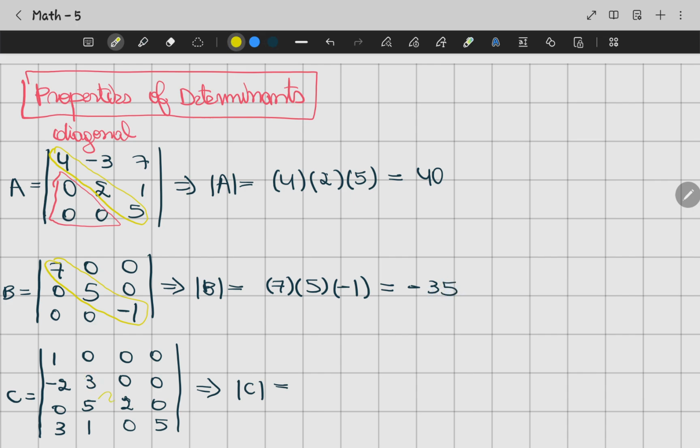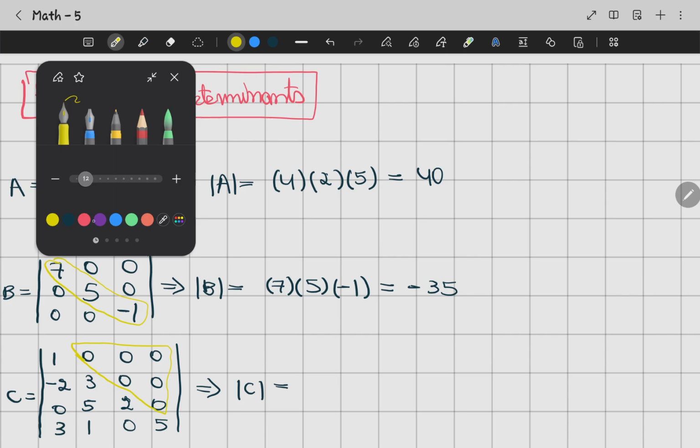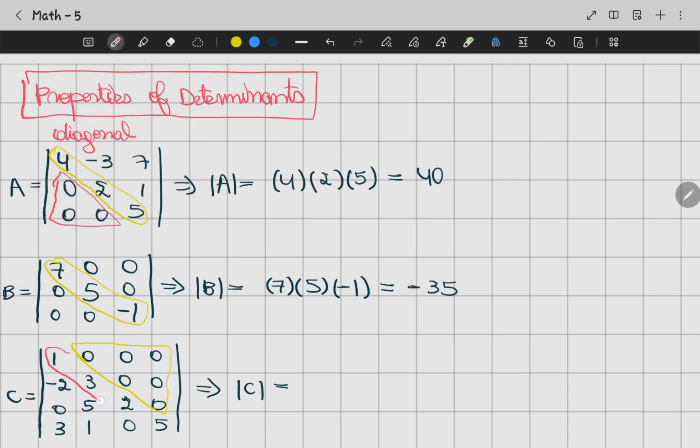And let's just continue. This one, you can see, is another triangular block, and because of that we're going to multiply this diagonal line. So it will be 1 times 3 times 2 times 5, which will give us 30. So this is what you should know about calculating the determinant of a diagonal matrix.